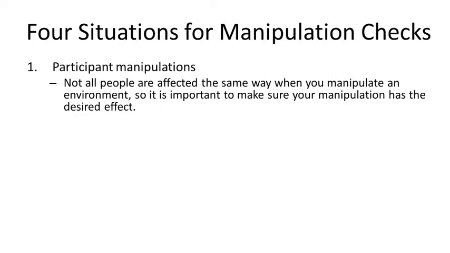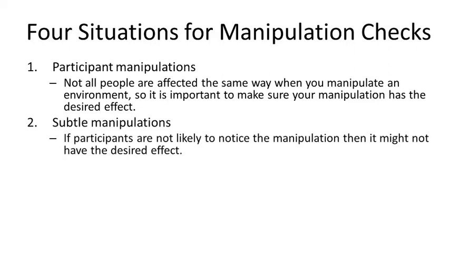So the first situation where you would want to do a manipulation check is if you do any kind of participant manipulation. All I mean by that is when it comes to trying to influence individuals, not all people are the same. Those individual difference confounds can interact with the treatment you're trying to provide. In other words, not all people are going to be affected the same way when you manipulate them. So it's important to make sure that these people are reacting to your treatment, to your manipulation, in the same way, the way you would expect.